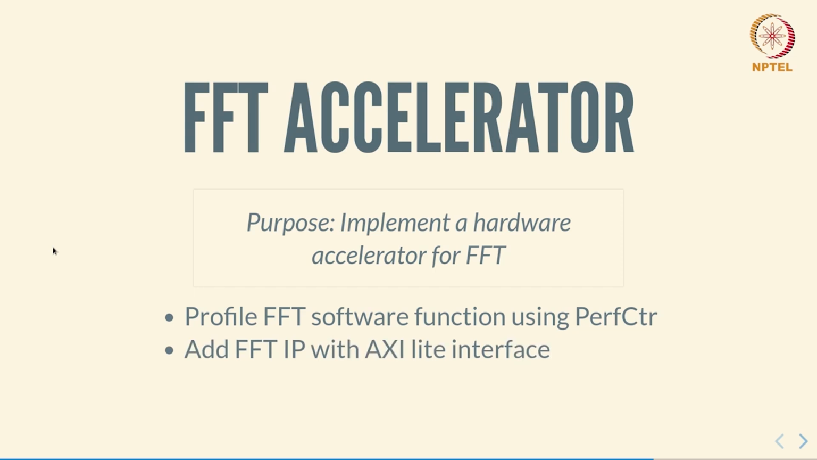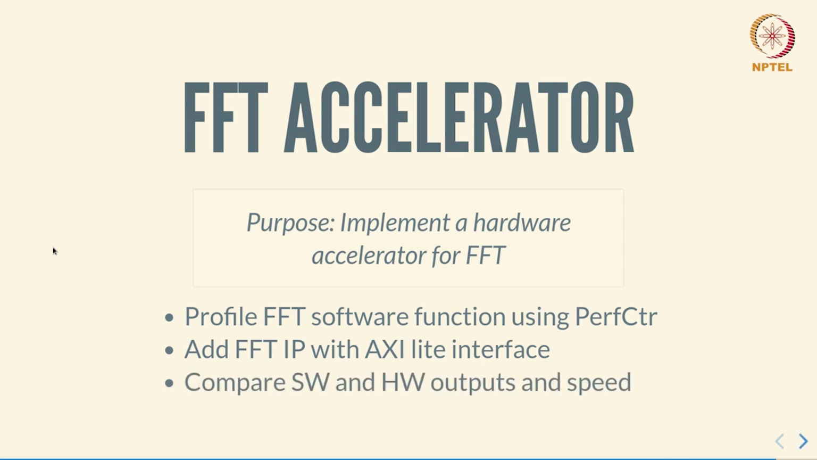Then we will customize the FFT Vivado HLS IP, first to convert it to floating point, and secondly to add an AXI-Lite interface instead of the AXI-Stream interface so that it can communicate with the microblaze processor. And finally, we will attach it to the microblaze, implement it on the FPGA and compare the software and hardware outputs as well as speed.